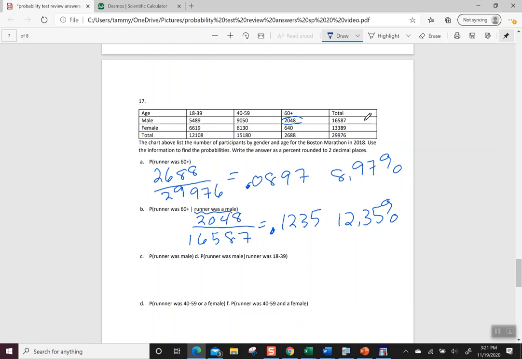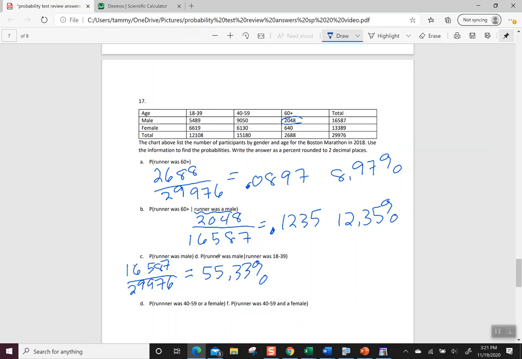Okay, part C says probability the runner was male. So altogether the male was 16587. Now this is back to the total of 29,976. Anytime it says given, I change the denominator. If it doesn't say given, then I go back to the original total that we had. This time I'll just tell you this comes out to 55.33% when you put in the calculator.